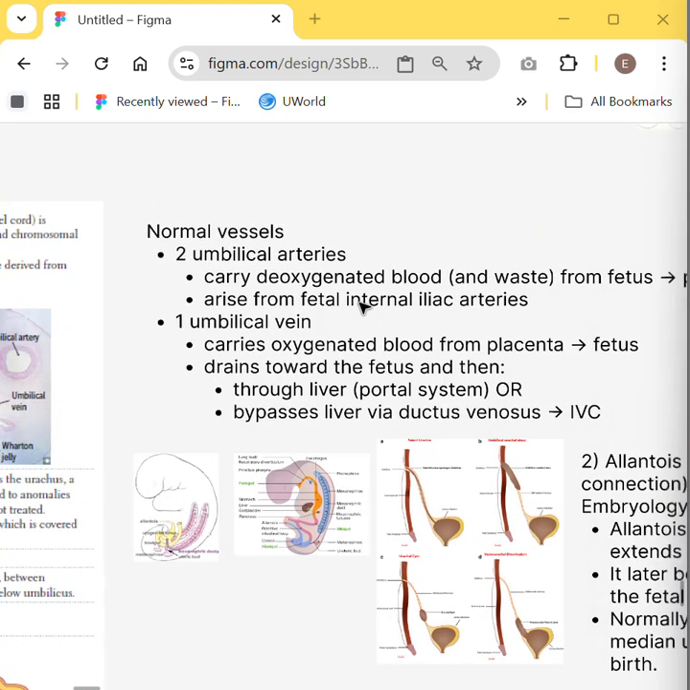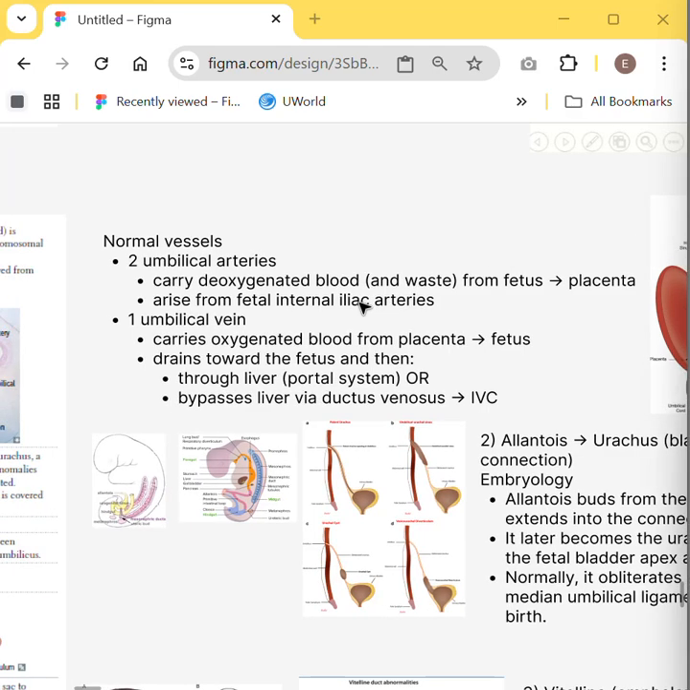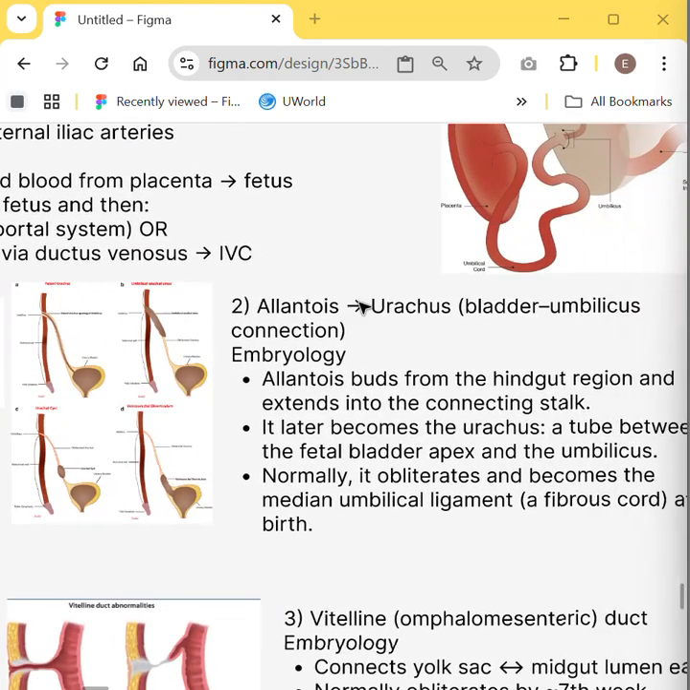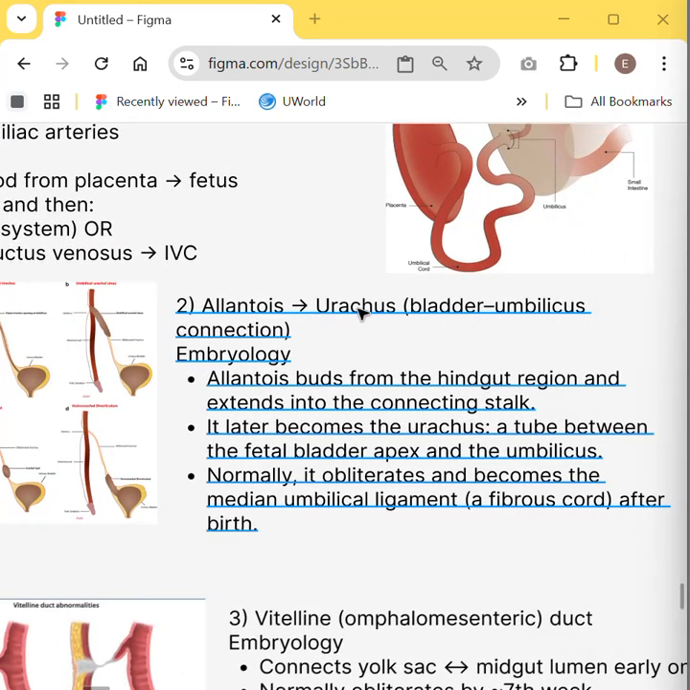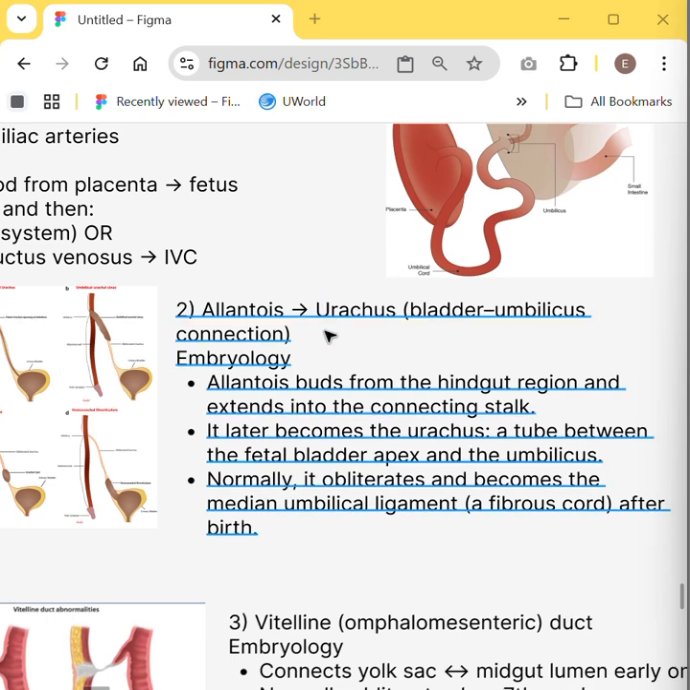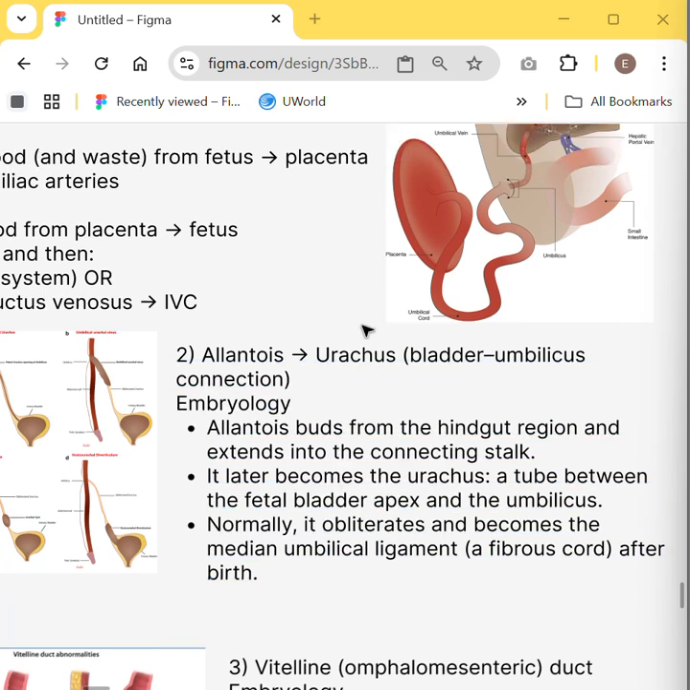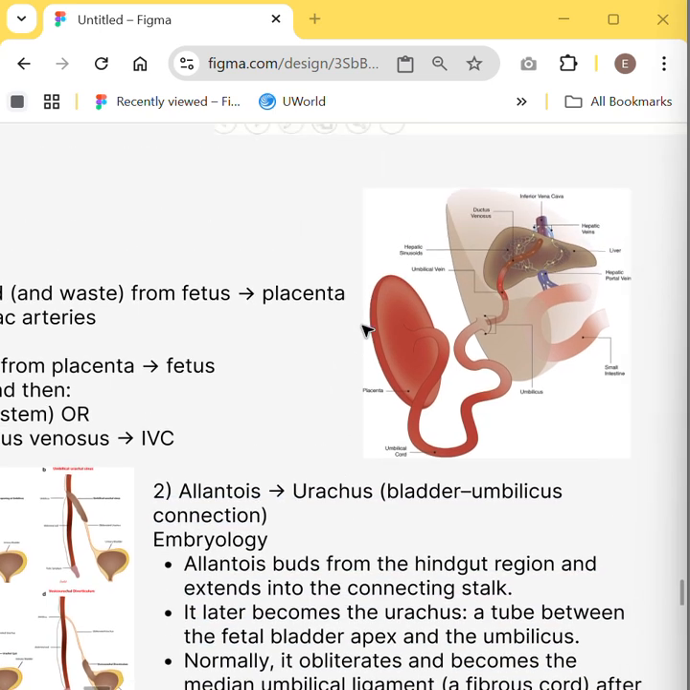Now let's look at the allantois that we're talking about. The allantois basically is the connection. It's coming from the urachus, and this is a bladder umbilicus connection. So this is a connection between the bladder and the umbilicus.